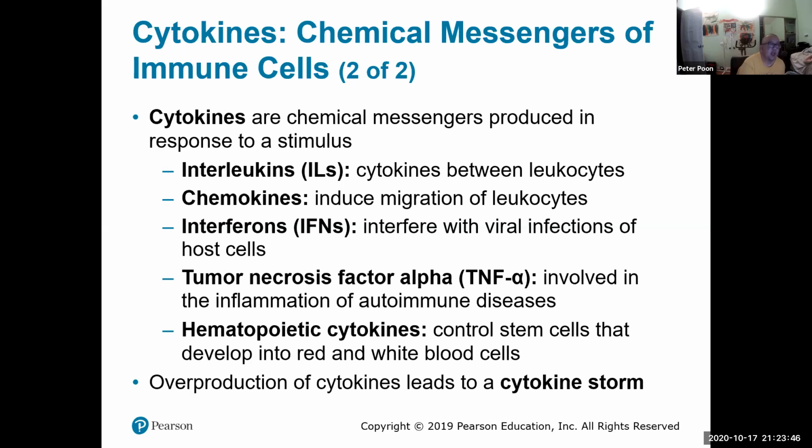Hematopoietic cytokines control stem cells that develop into white blood cells and red blood cells. Overproduction of cytokines leads to a cytokine storm, which throws your whole entire body out of whack and can actually kill you. I have some fear that there will be people who actually will get COVID-19 again, and they might get a cytokine storm again and die from it.